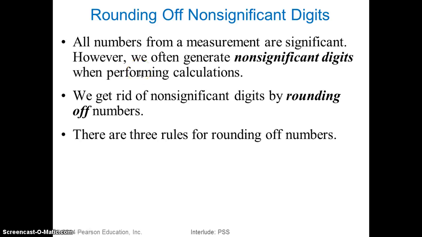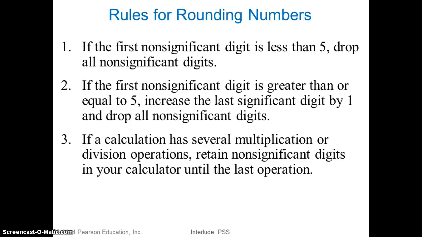Rounding of non-significant digits. So how do we round? All numbers from a measurement are significant. However, we often generate non-significant digits when performing calculations. So when we round off, that means we get rid of non-significant digits. There are 3 rules for rounding numbers. Rule number 1: if the first non-significant digit is less than 5, then drop all non-significant digits. We'll see an example in the next slide.